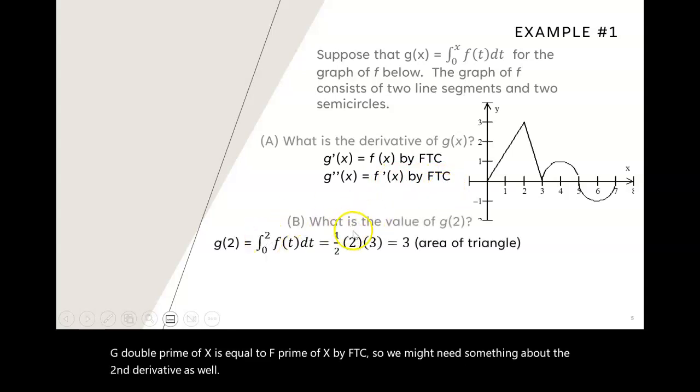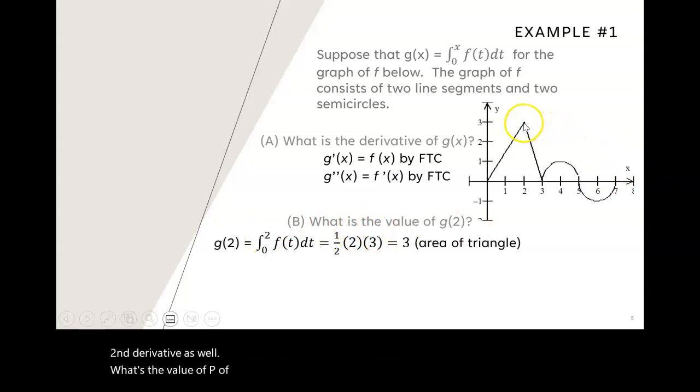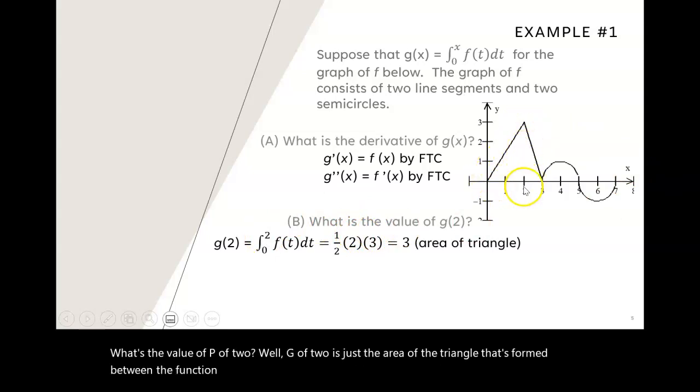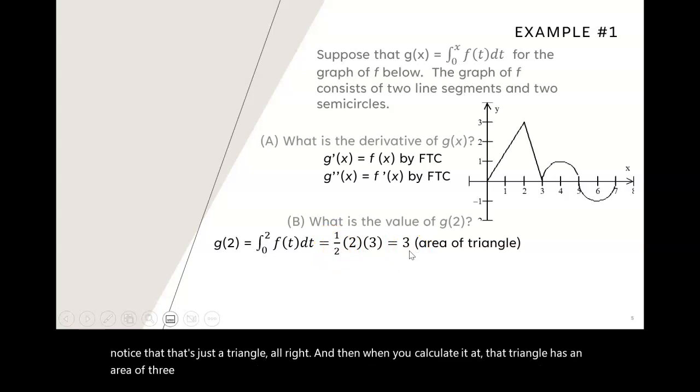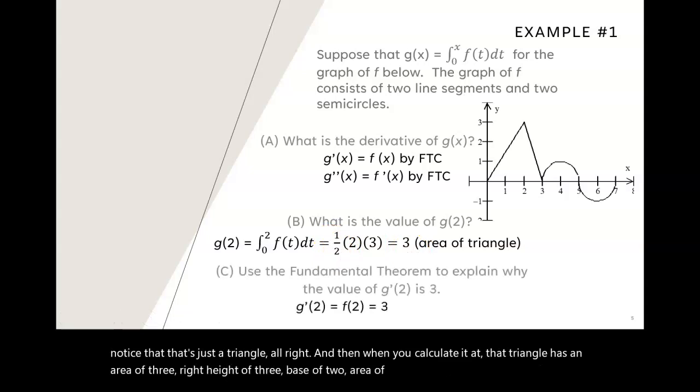What's the value of g of 2? Well, g of 2 is just the area of the triangle that's formed between the function f and the x-axis, going from 0 to 2 with a height of 3. And you'll notice that that's just a triangle, all right? And then when you calculate it, that triangle has an area of 3, all right? Height of 3, base of 2, area of 3.